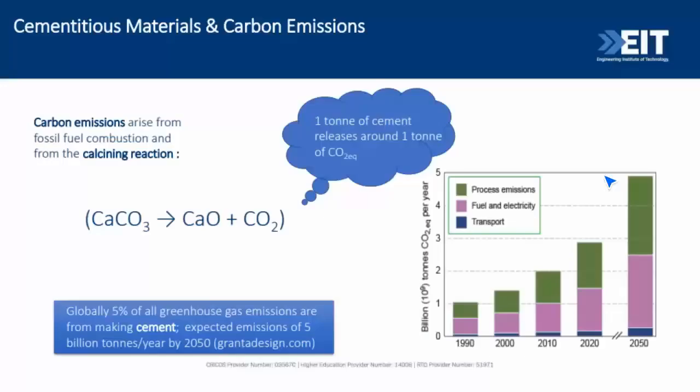One of the main challenges for us is how we can reduce the amount of clinker, the amount of Portland cement, when you are producing concrete. So there are several alternatives that we can implement. And let's have a look at this.